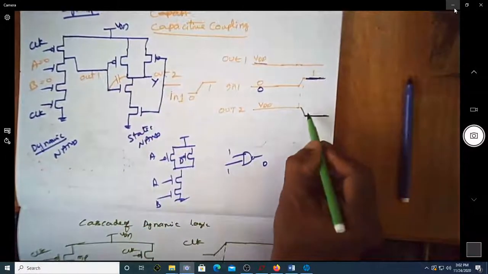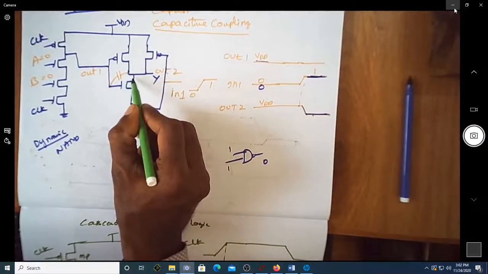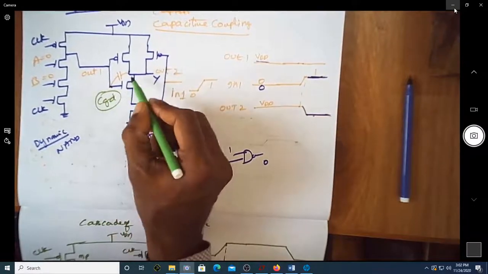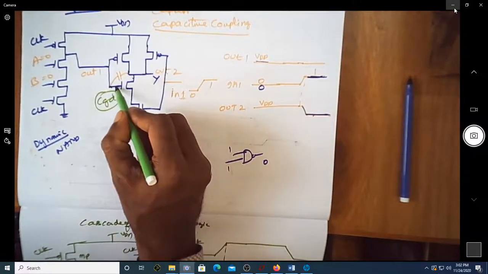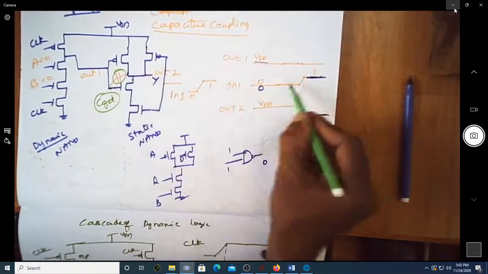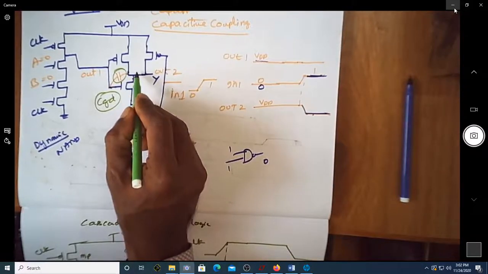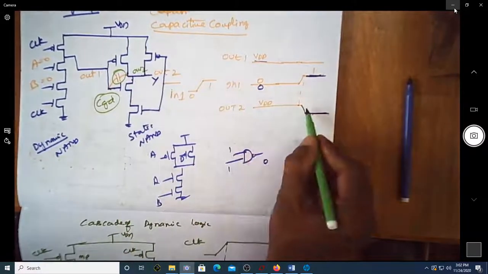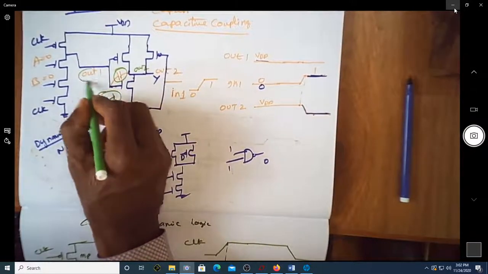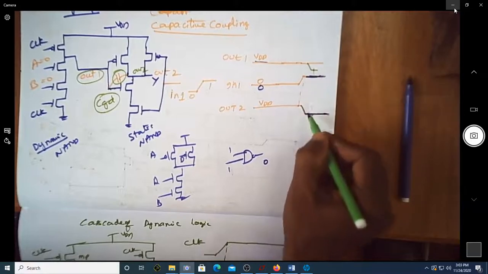See now, as soon as the output voltage tries to become 0, there is a capacitance from this drain to this gate. So there is a CGD capacitance which is coupling output 2 to the input of this particular transistor. Because of this capacitive coupling, the voltage which is becoming high here. Now you can see this is the V out. Output 2 tries to become 0. As soon as this tries to become 0, the voltage at output 1, which was high, also tries to become 0. Can you see?